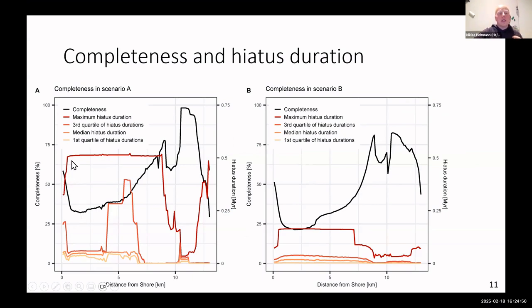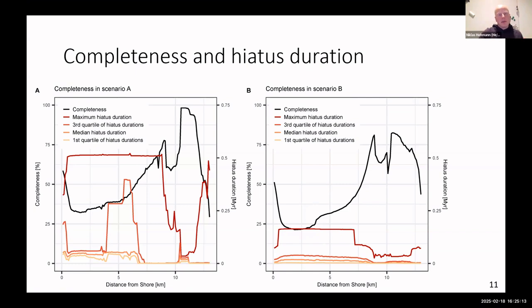And then here you also see the dark red line. This is the major takeaway. The maximum hiatus duration in scenario A is much higher than the maximum hiatus duration in scenario B. And this is really what we found drives the dissimilarity between the true evolutionary change and the evolutionary change that we see in the stratigraphic record.